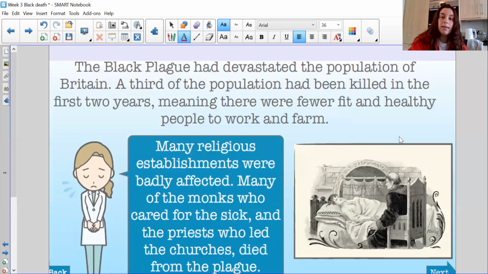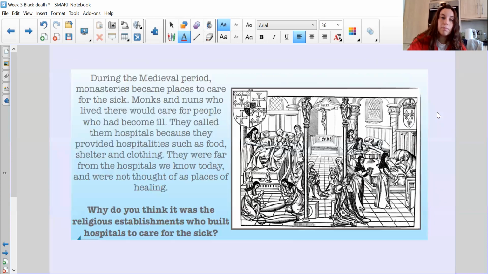Okay, so the Black Plague had devastated the population of Britain. A third of the population had been killed in the first 2 years, meaning there were fewer fit and healthy people to work and farm. Many religious establishments were badly affected. Many of the monks who cared for the sick and the priests who led the churches died from the plague.